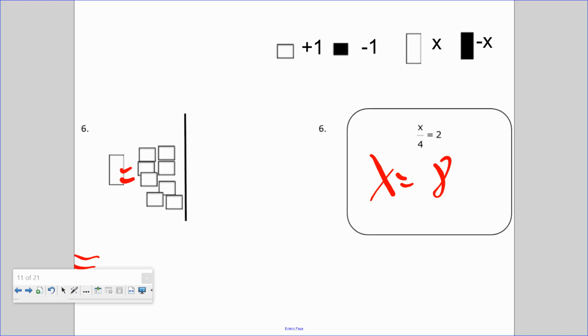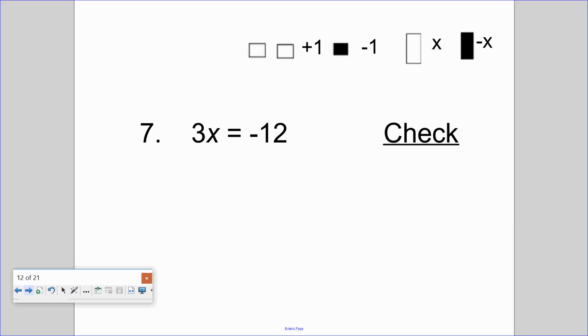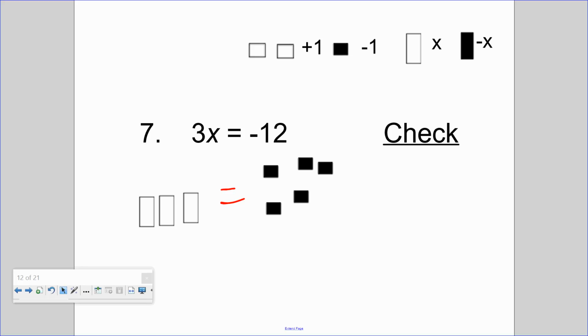Let's check our work. Substitute the x with 8. x divided by 4 equals 2. So 2 equals 2. Check mark. Number 7. Model it again. 3x's is equal to negative 12. 1, 2, 3, 4, 5, 6, 7, 8, 9, 10, 11, 12.